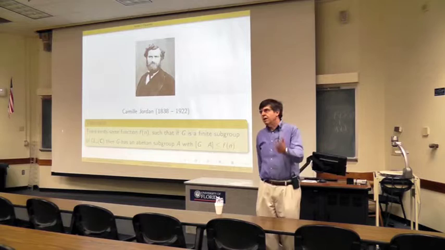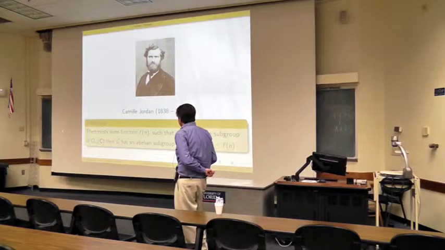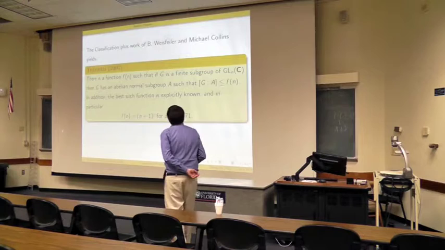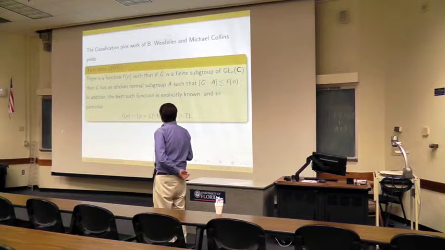So the theorem of Jordan says that there is a function f such that whenever G is a finite subgroup of GL_n(C), then G has an abelian subgroup of index bounded by f(n). This is a very old theorem, so it has been studied using the classification, and in particular, we know what the best bound for such a function is.